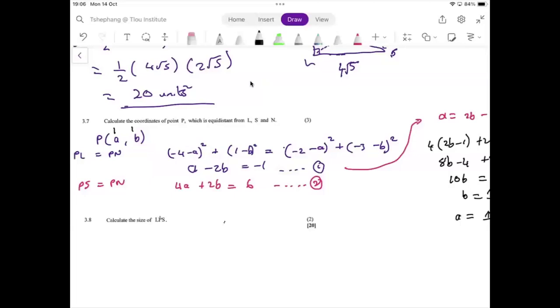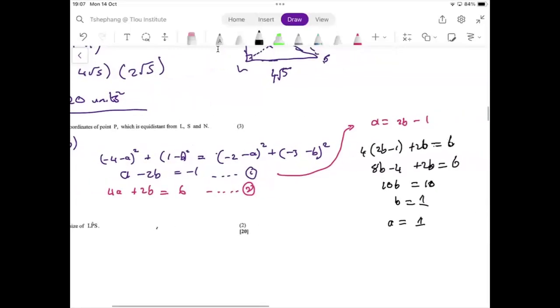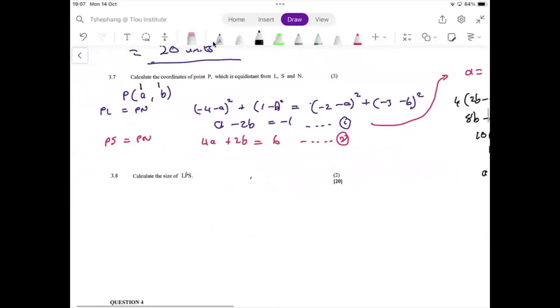Yep, that's also fine. If I make A the subject of the formula and substitute into the above equation, that should work perfectly. If you guys have done it differently and you got 1 and 1 as your coordinates, I'm happy with that. You should get all the marks for that. Okay, without any wasting of time, I'm going to carry on. Calculate the size of LPS, angle P.